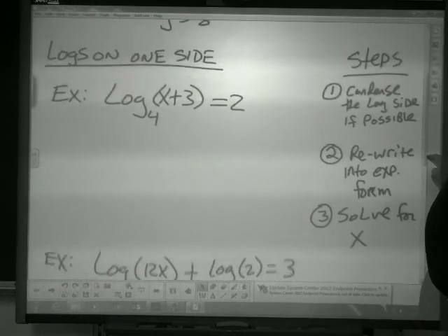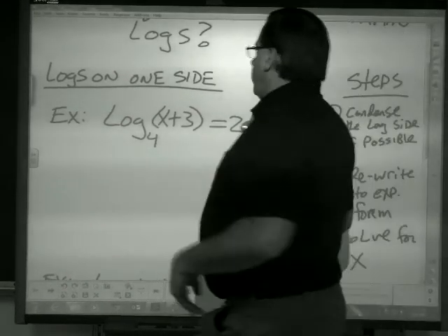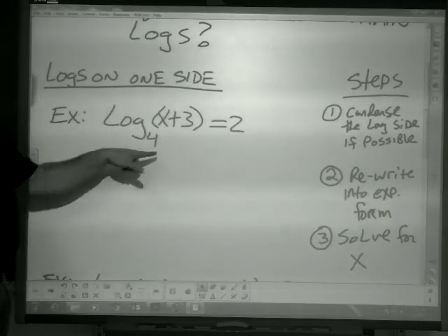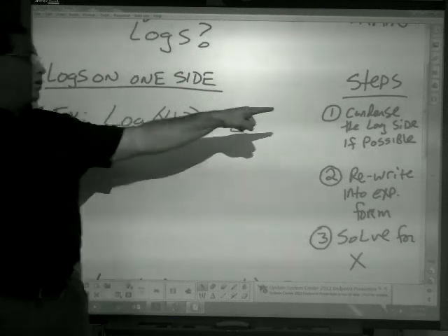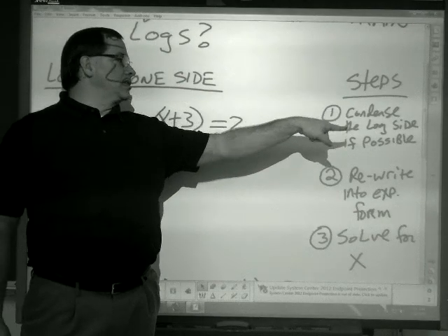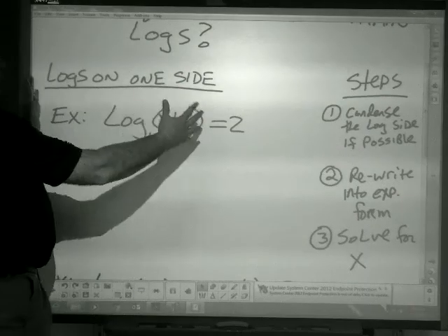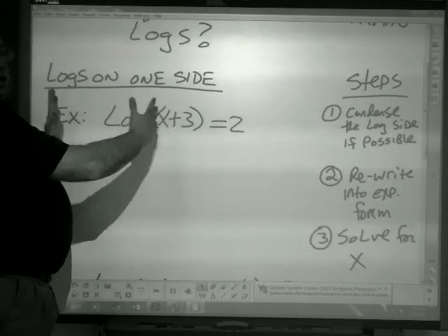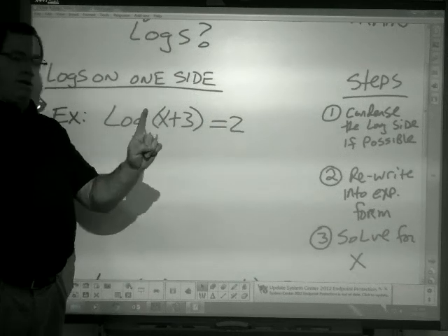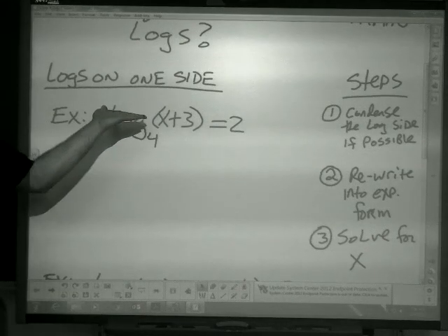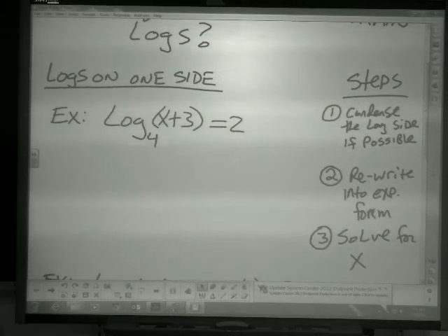So here we are. We have a problem in which log is located on one side of the equation. Well, the first thing we're going to do is condense the log side if possible. If it was written out more than just this, we would want to condense it so it looks like just log written once. All right? Don't need to do that here. We'll see that in the next problem.